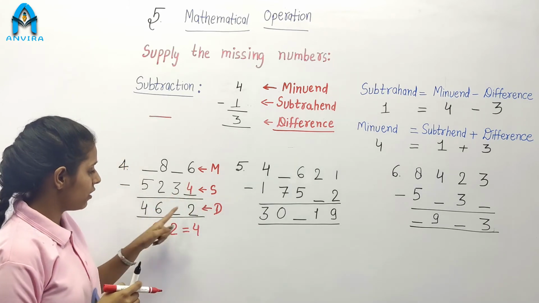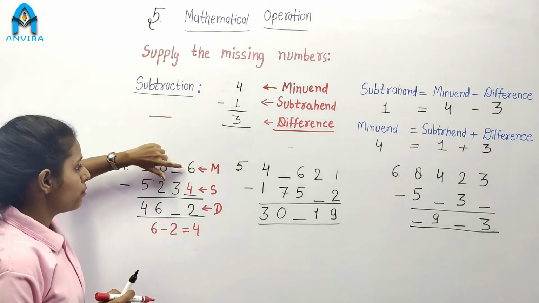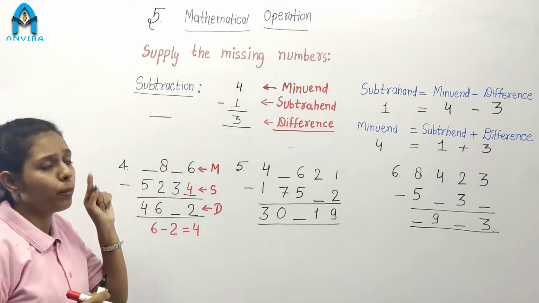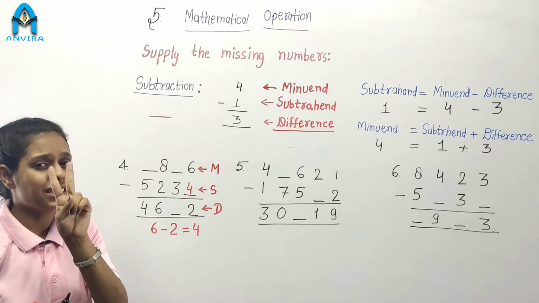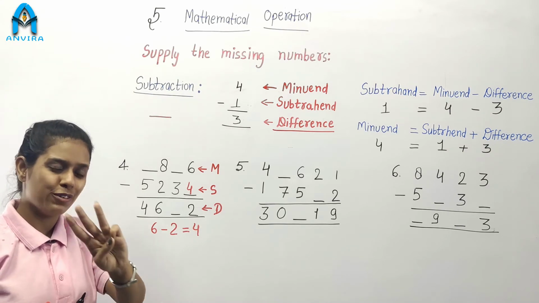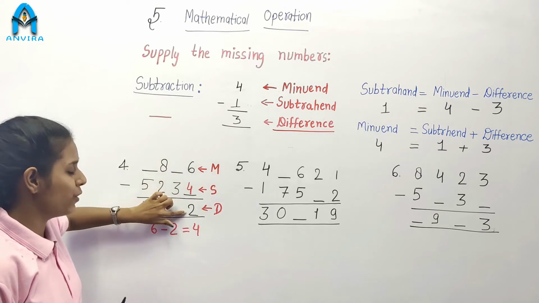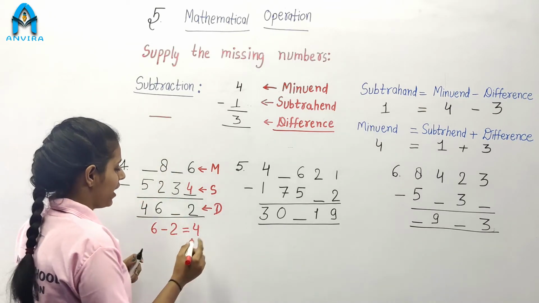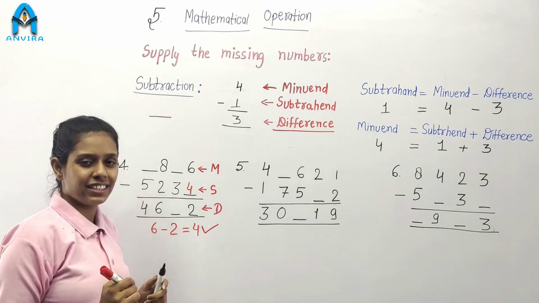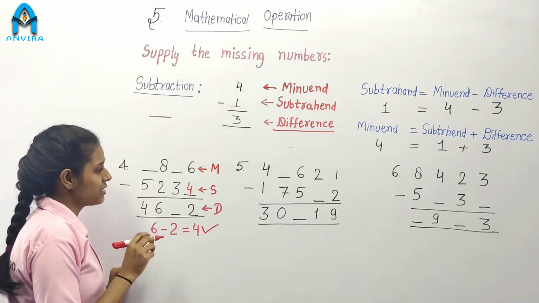Let's check whether our answer is correct or not. How can we check? Minuend minus subtrahend is equal to difference. So 6 minus 4 is equal to 2. So our answer is correct. Let's go to the next.